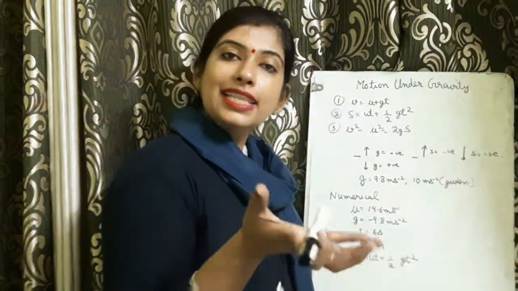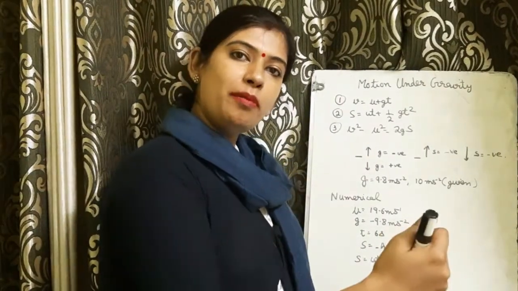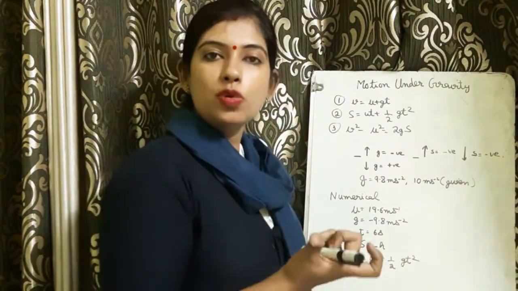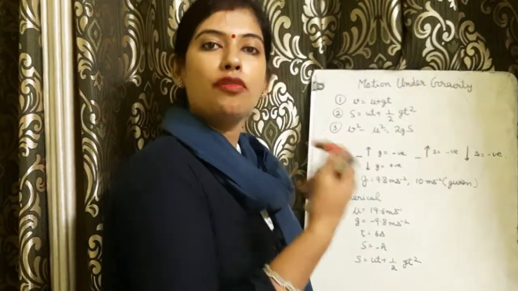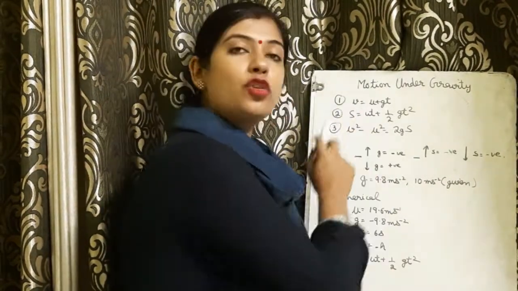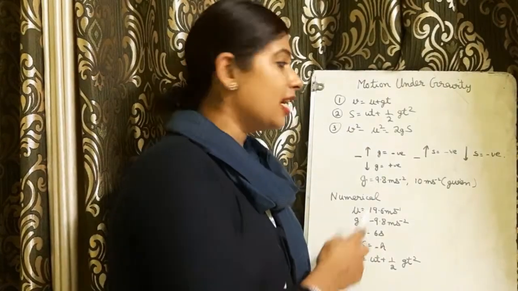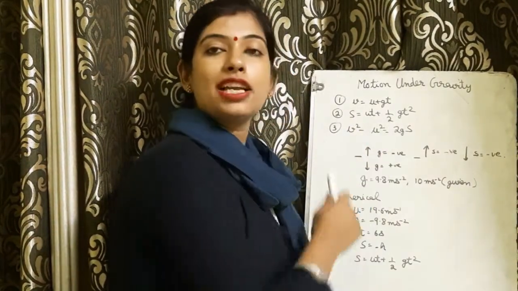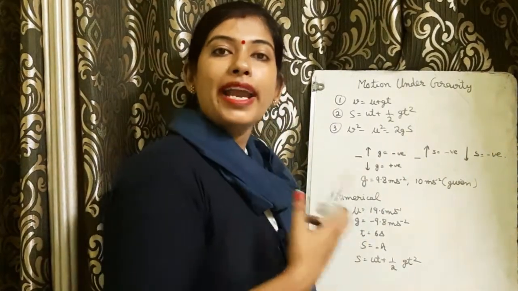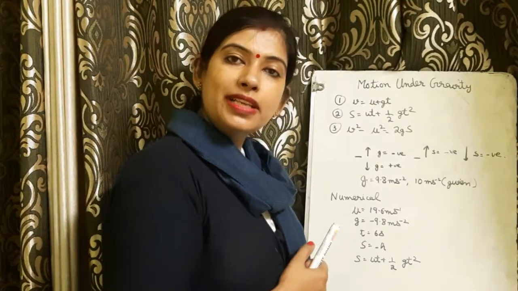And in this case, the equations of motion are changed from uniform acceleration to acceleration due to gravity. That is, we use the symbol g instead of a, and the equations of motion become v = u + gt, s = ut + 1/2 gt², v² - u² = 2gs.